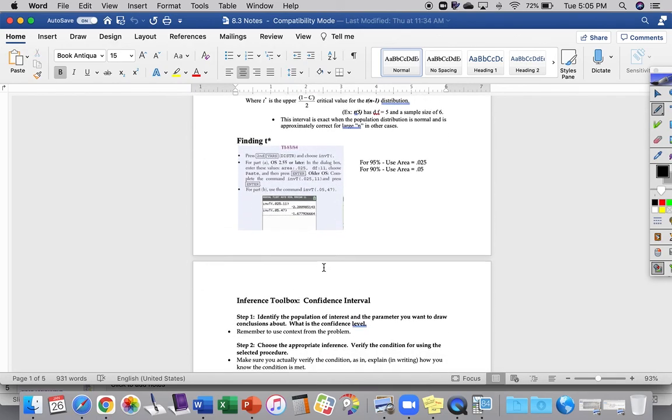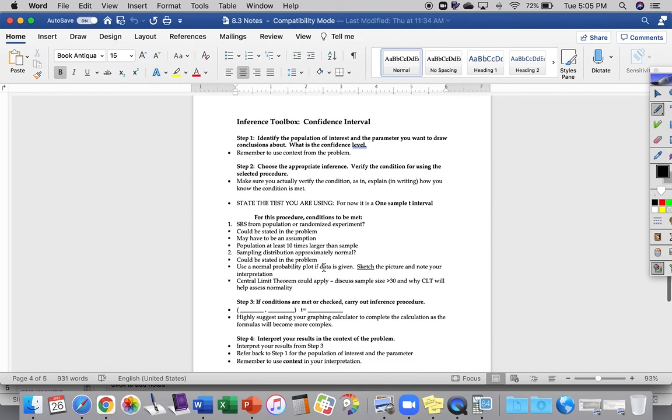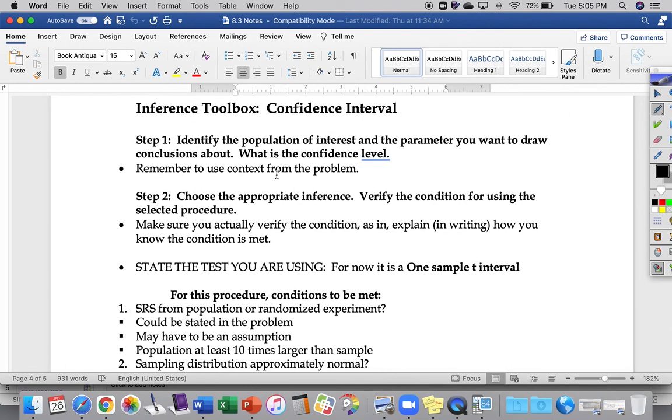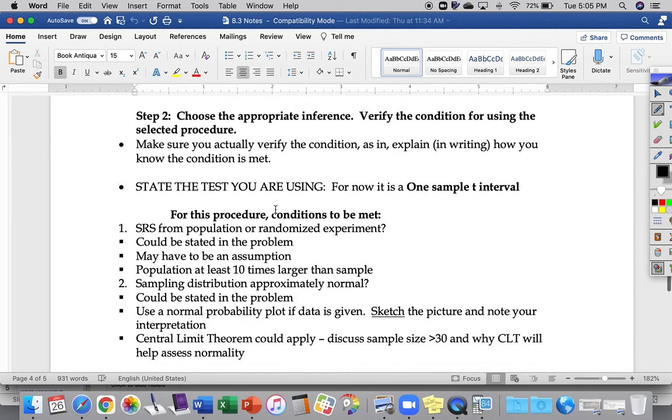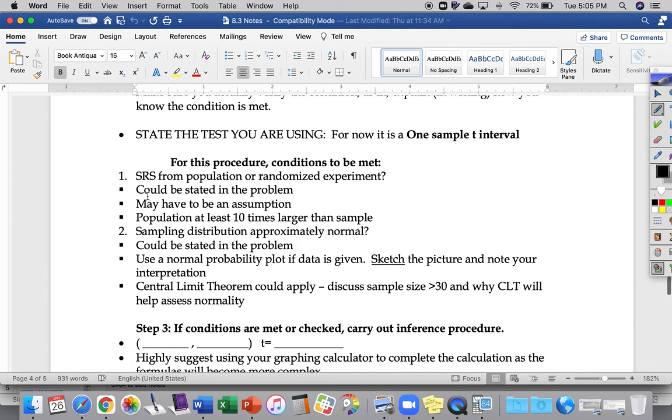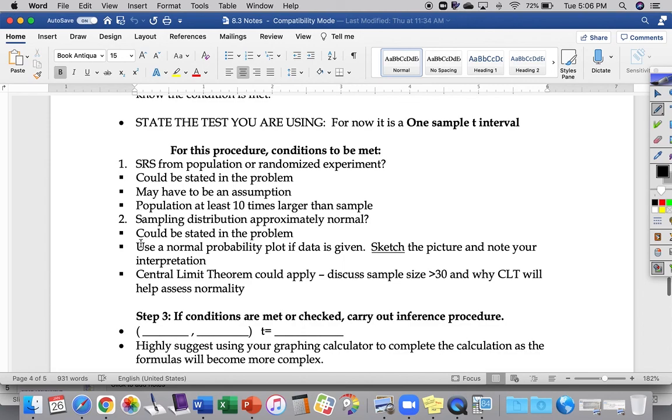The next thing is, just like I showed you last time, the shortest way to do this, written out for you. Step 1, identify the population. What is the confidence level? Step 2, state the test you are using, 1 sample T interval. What are the conditions? SRS, could be stated in the problem, might have to assume it. Number 2, population at least 10 times larger than the sample.